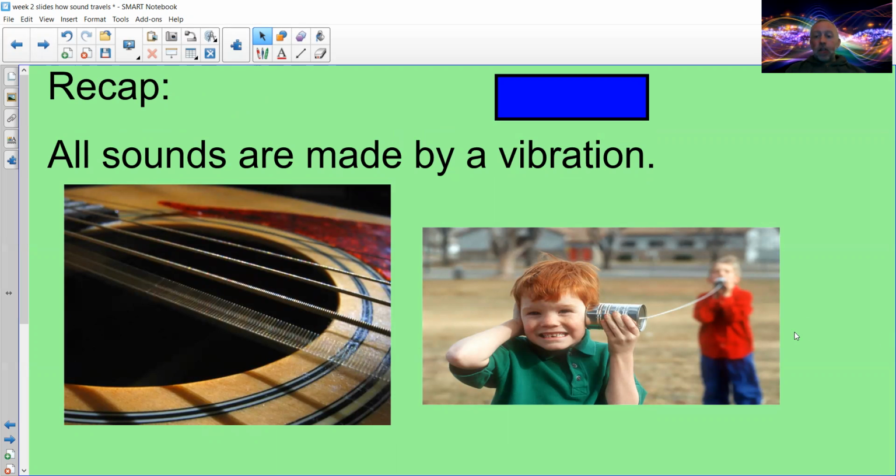And then we did the experiment. We made telephones out of cups and string. And the way that the sound travels from one cup to the other is that the string, when it was tight, would vibrate, and it would send the voice along the string through a vibration into the cup and then into the ear of the other person. So that was what we did last week.